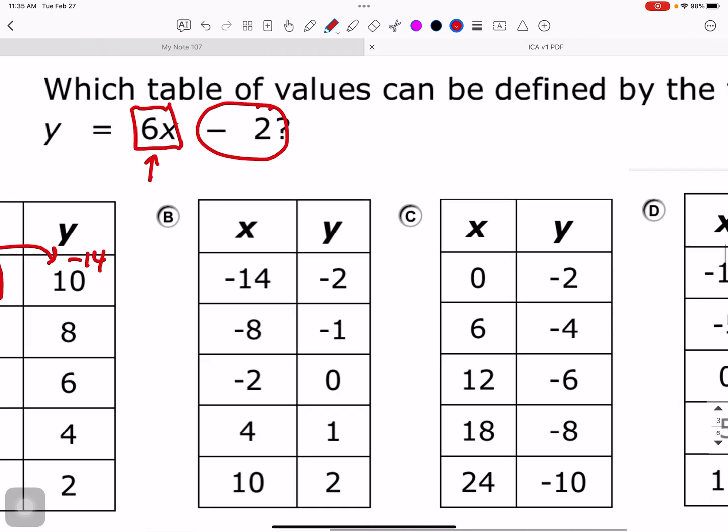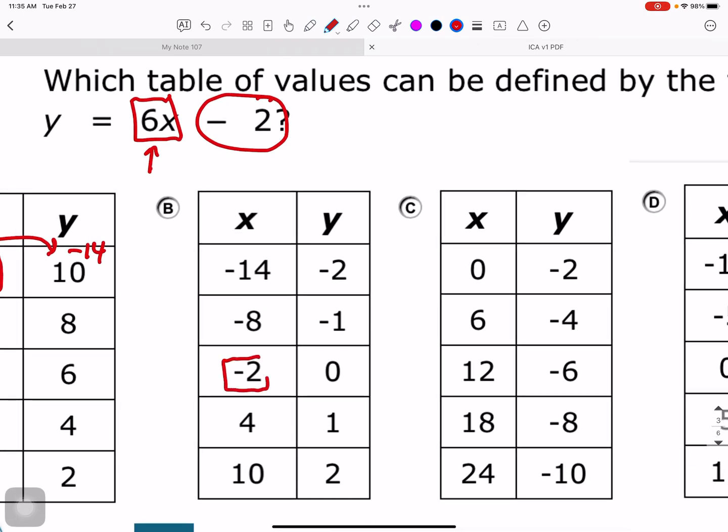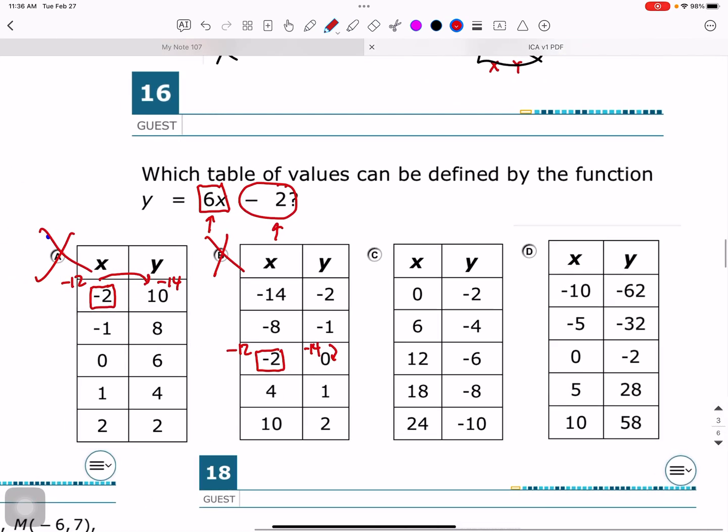Over here, I can choose any one I want. I'll choose this one. 6 times negative 2 is negative 12, minus 2 is negative 14. No, that doesn't equal 0. This one does not work. Let's see. I'll do this one. 6 times 0 is 0. Minus 2 is negative 2. Ooh, it works. Okay, let's try the next one.